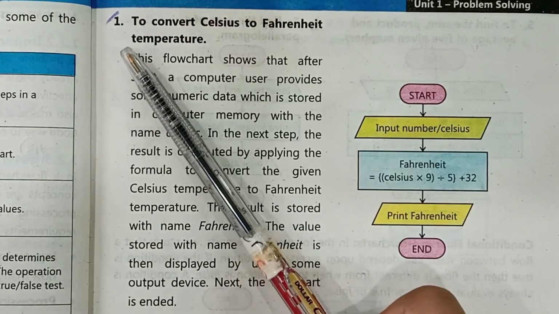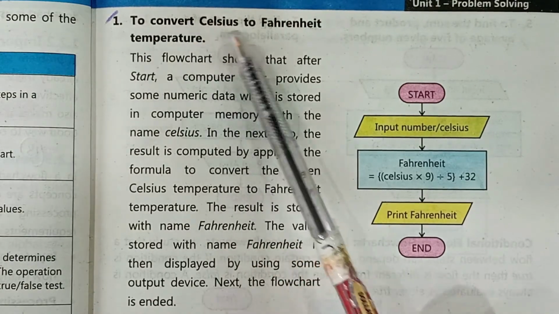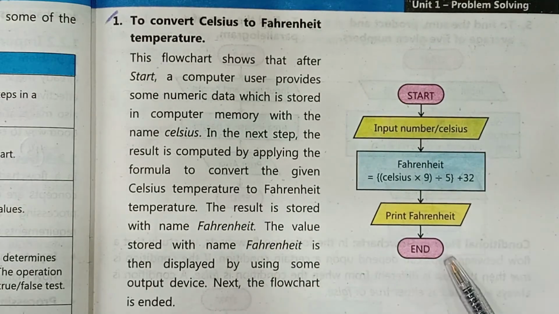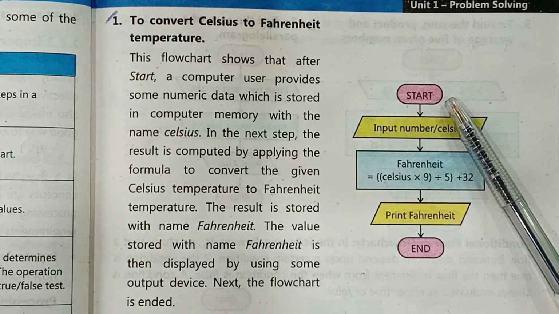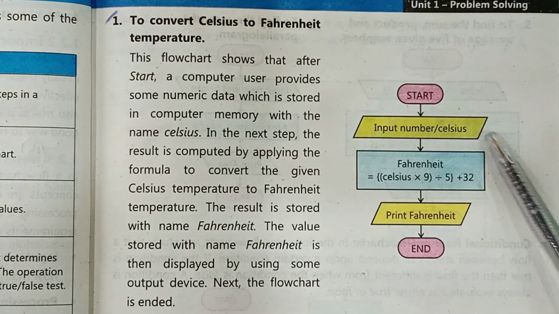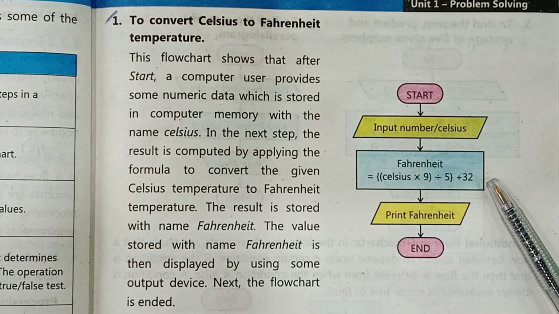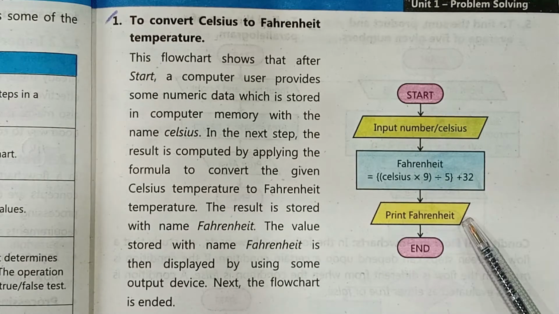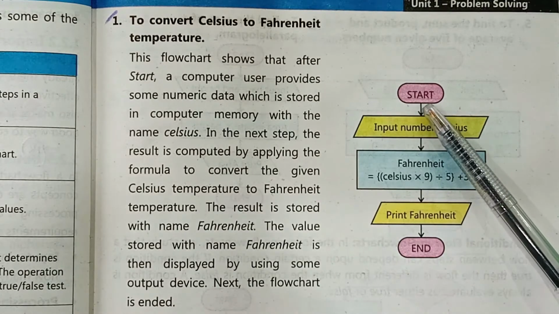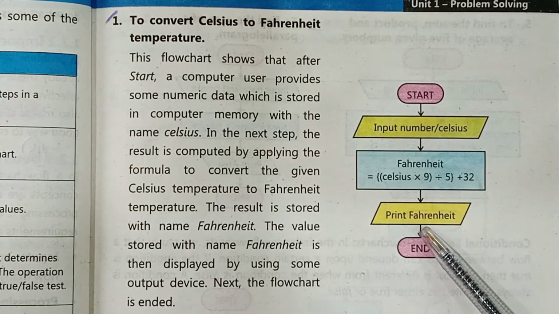Now we have example number 1, to convert Celsius to Fahrenheit temperature. Students, in the diagram you can see, the first symbol is the terminal. The second one is a parallelogram that indicates the input and output. The third one is process. The fourth one is again the parallelogram that represents the input or output. And in the last, this is the terminal that indicates the end of the flowchart. And these arrows show the flow lines that determine the flow of the steps in a flowchart.